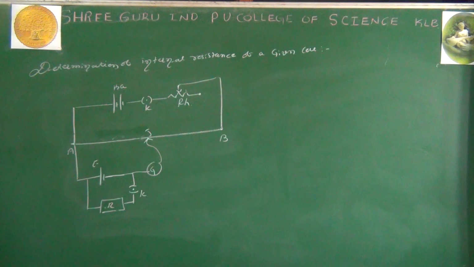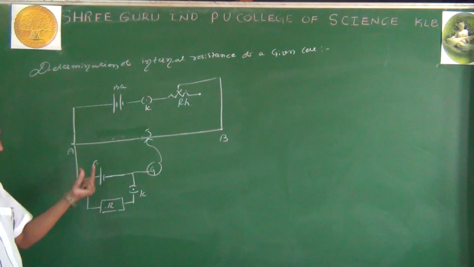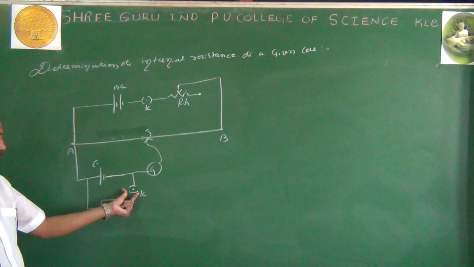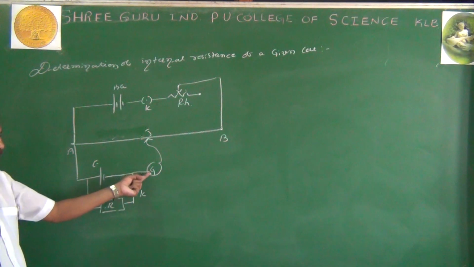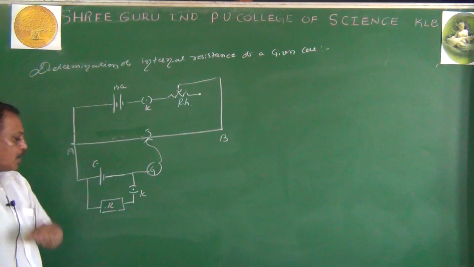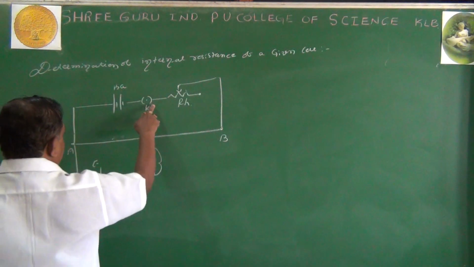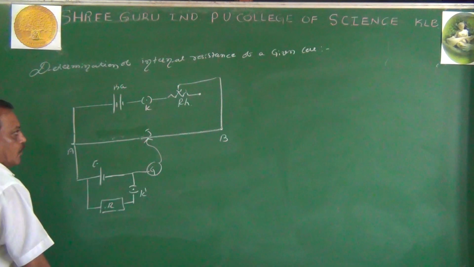Are you getting the point? I kept in parallel with the cell of EMF E a resistance box having resistance R, provided with a key. The common terminal of both is the negative terminal, and one other end of the key goes to the galvanometer, the other end goes to the jockey. Now this is my circuit. This is also a key, and it is marked K dash here to avoid confusion.